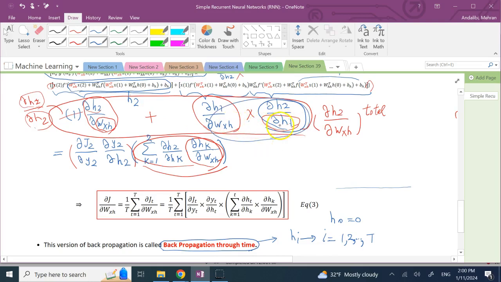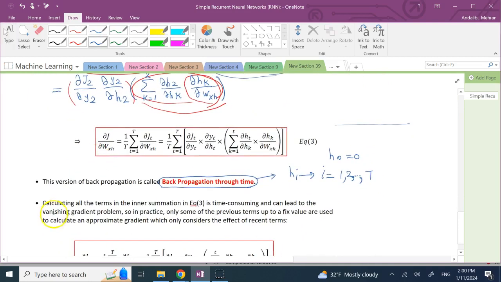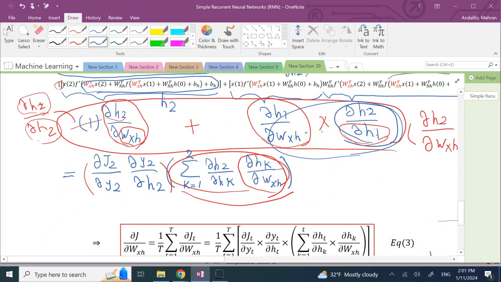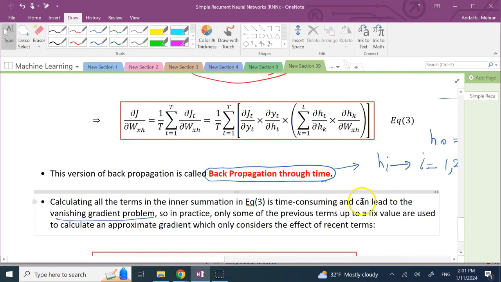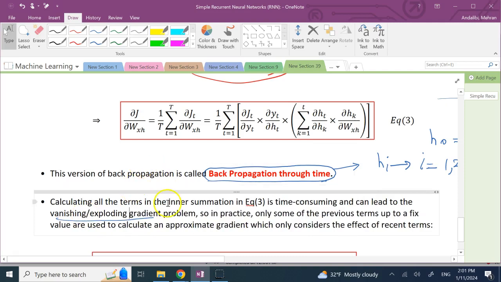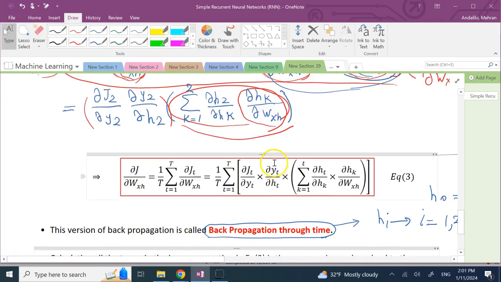If they are small terms, all smaller than 1 and multiplied together, you get the vanishing gradient problem. And if they are bigger than 1, guess what? Then you get the exploding gradient problem, where you might get very, very large terms. So in practice, we don't go all the way back to k of 1 and look at the effect of all of those partial derivatives. We limit this interior summation to only a few terms, not all the way back to k of 1.